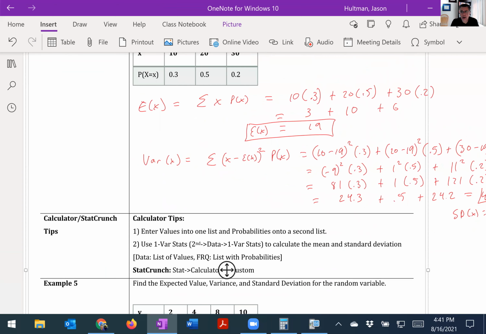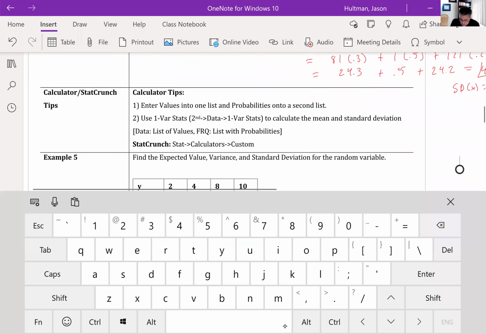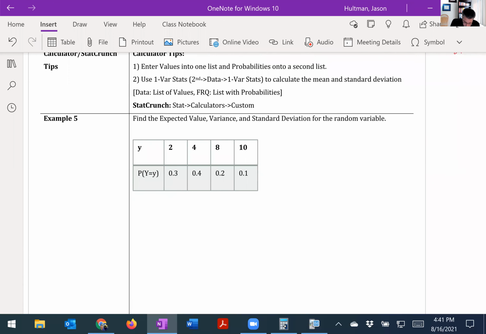Okay, how can we do this process on the calculator? Because this is a nightmare of a process if we get a long list of probabilities. It's just a lot of computation, a lot of places to go wrong. So let's do it on the calculator, and we'll do it on StatCrunch. We'll do the first problem on the calculator, and then we'll do the second problem on StatCrunch. Let's do example 5 here. It says find the expected value, variance, and standard deviation for the random variable.